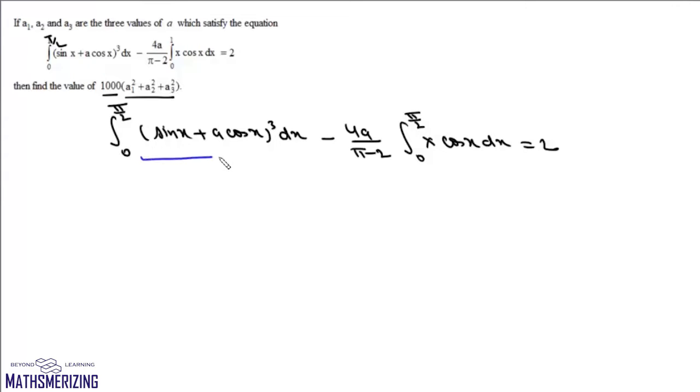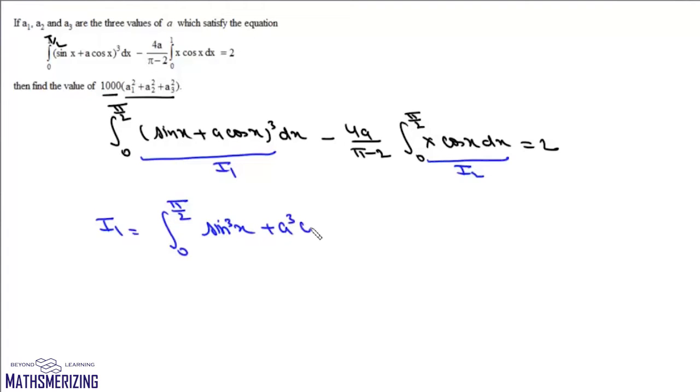Now let this be I1 and let this integral be I2. Now if we look at I1, it is this integral from 0 to pi by 2. Now this is sine cube x plus a cube cos cube x plus 3a sine square x into cos x plus 3a square cos square x into sin x dx.